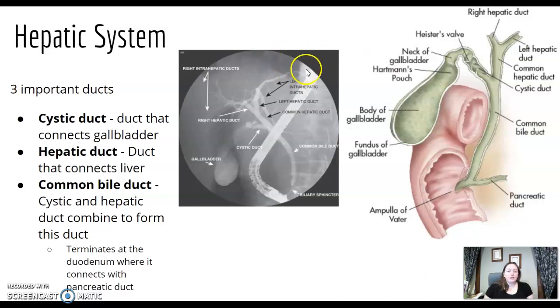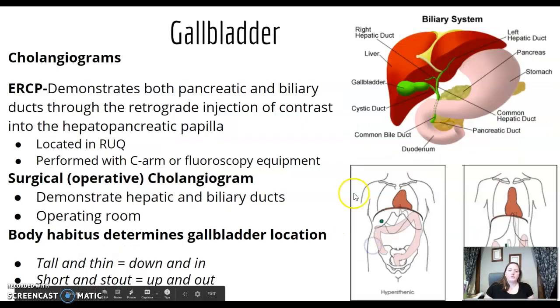Do you know what study this is from by just looking at this picture? Do you know that's from an ERCP? Do you know what ERCP stands for? Would you be able to pick out the ducts if this was the picture that you were given? All right, so review those. Gallbladder.